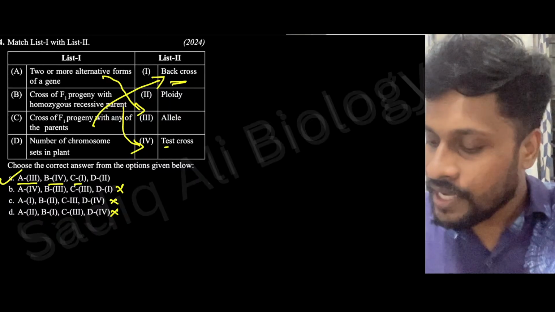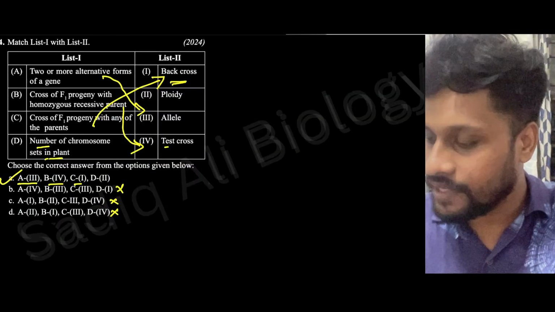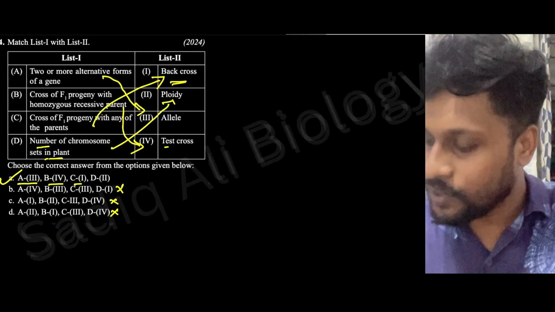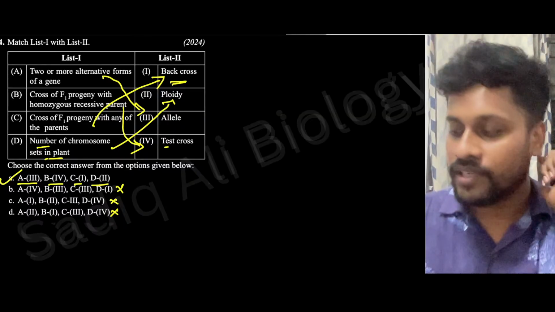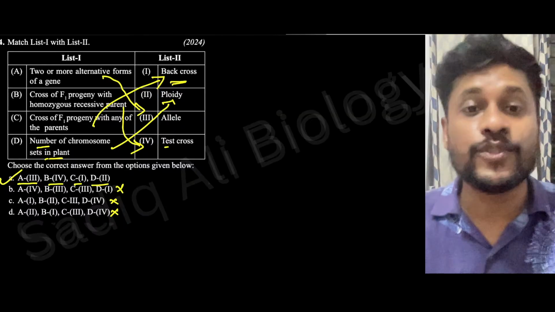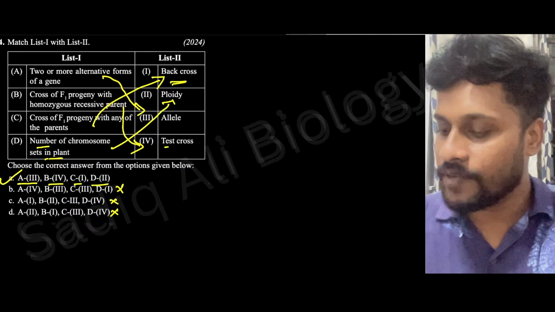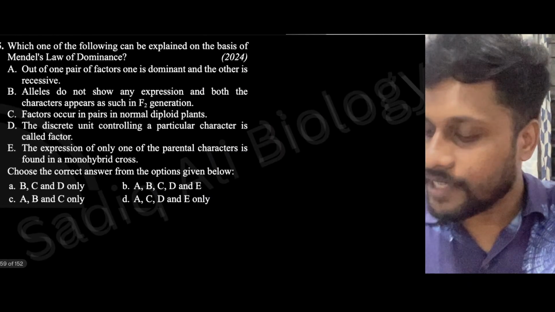Now, number of chromosome sets in a plant. This is nothing but ploidy. So D2. So the answer will be option 2. This was a question from NEET 2024. Yes, easy one. Now, let me take the next question.